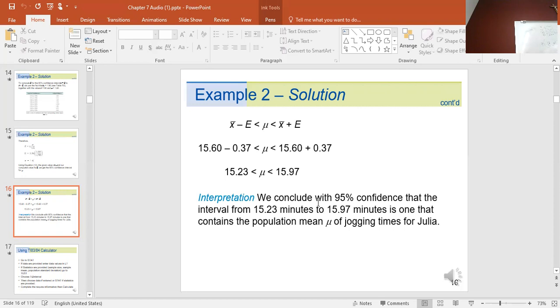If you go to test, start going down, you might see somewhere Z interval. Anybody seeing it? Yeah, click that Z interval. Now you are going to have to choose between data and statistics. Data means you collected data that you will enter in L1. Statistic means you have the mean and standard deviation. So you will choose statistics.